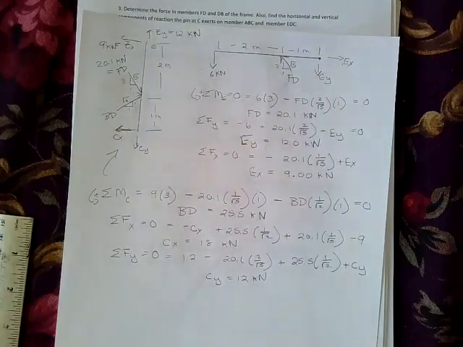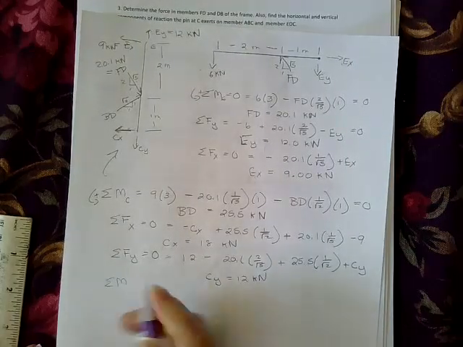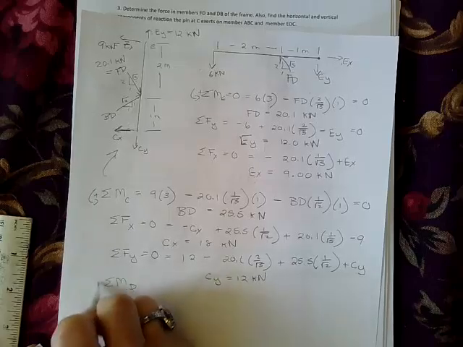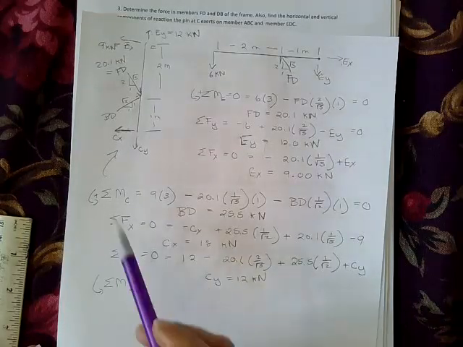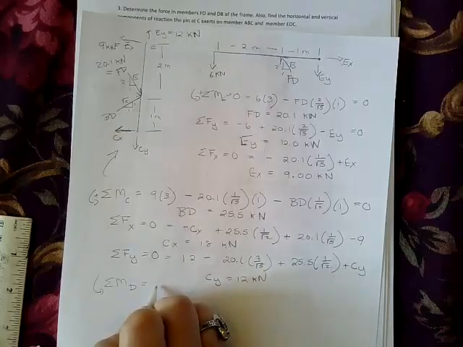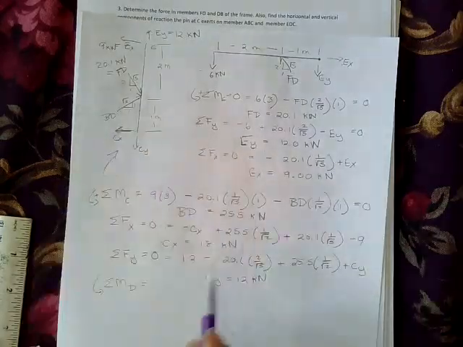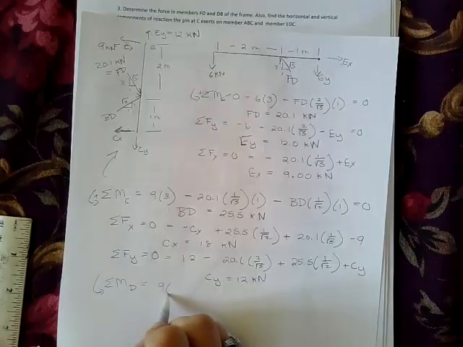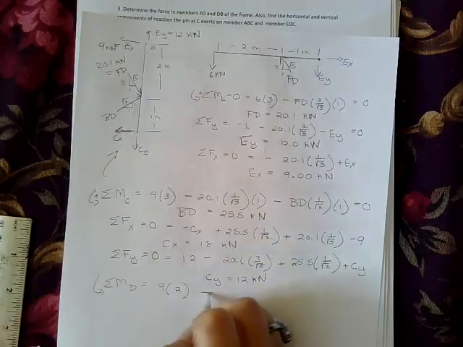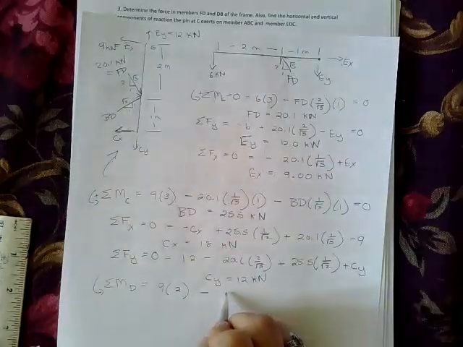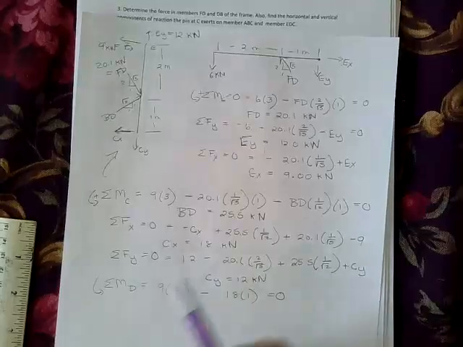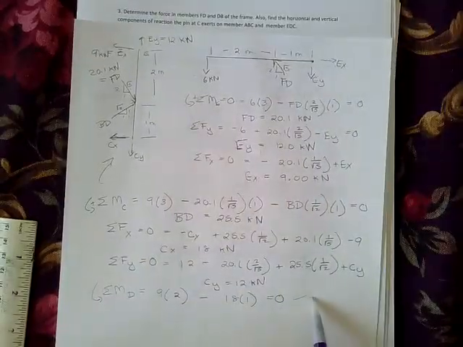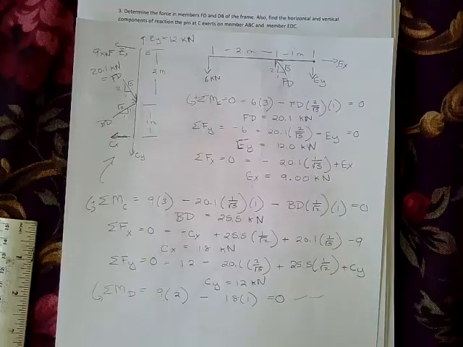And the nice thing about these types of problems is that I could then take the moment about maybe D, and you could solve this to make sure that you have the right reactions here at C. Because when you take the moment about D, that's probably not a real good example because we're going to end up with 9 times 2 minus CX, which is 18 times 1, and that clearly equals 0. But you could take the moment about somewhere else and double check to make sure that if this doesn't equal 0, then you know that you've made some kind of error there.